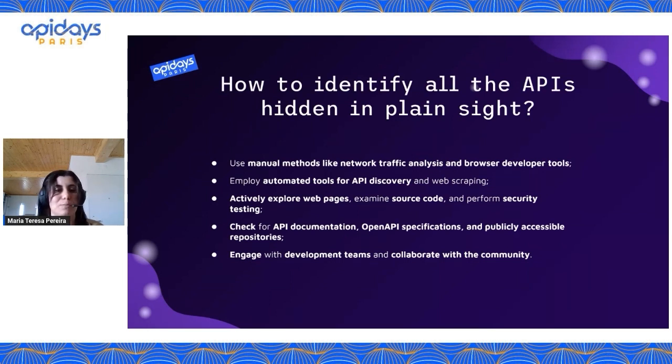Analyze source code, explore web pages, perform security testing, pen testing. This is really, really important. Check for API documentation, OpenAPI specification, and other public repositories that might exist about that API. And last but not least, engage with development teams, collaborate with other teams inside your organization, with other colleagues, and, if applicable, collaborate with the community. This is really, really important.